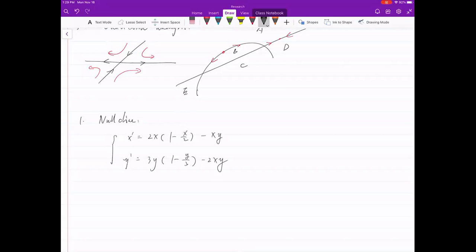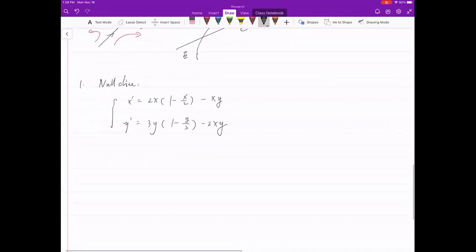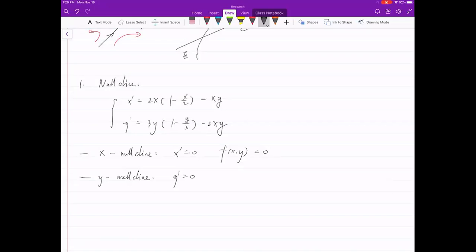All right. So what do you mean by nullcline? You have 2 nullclines. You have the x nullcline, which simply means x prime equals 0, or more precisely, f(x,y) equals 0. You have the y nullcline, which is y prime equals 0, okay, which is g(x,y) equals 0.